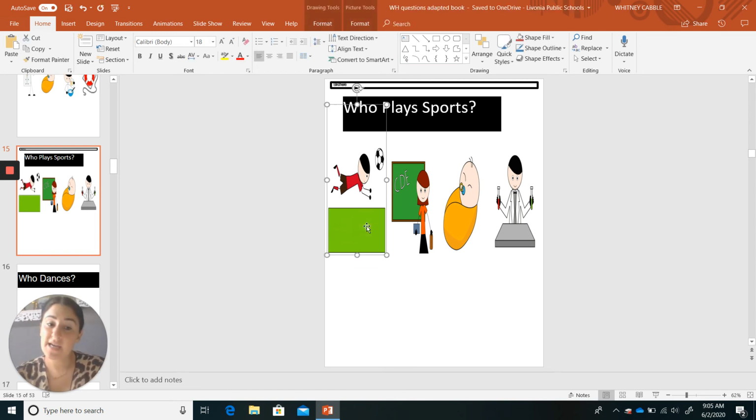If you pointed to the soccer player, you're right. He's playing a sport right there. He's playing soccer. Soccer is a sport. Football, basketball, swimming is a sport. Dancing is a sport. Golf is a sport. There's lots of different sports. This guy is playing soccer. He's an athlete.